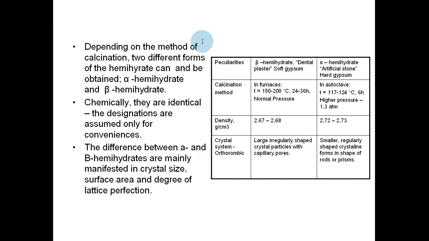Depending on the method of calcination, two different forms of the hemihydrate can be obtained: alpha hemihydrate and beta hemihydrate. Chemically, they are identical. The designations are assumed only for convenience. The differences between alpha and beta hemihydrates are mainly manifested in crystal size, surface area, and degree of lattice perfection.